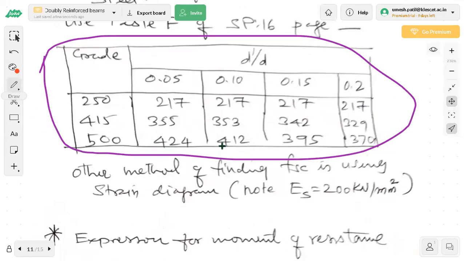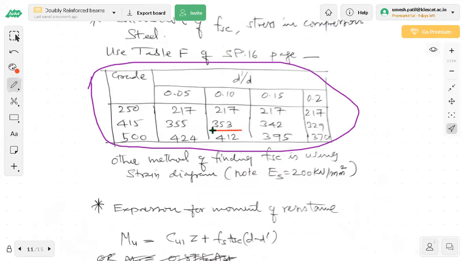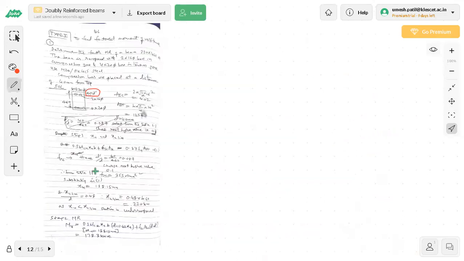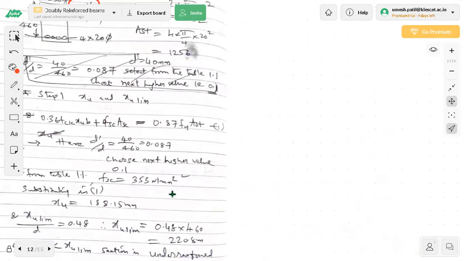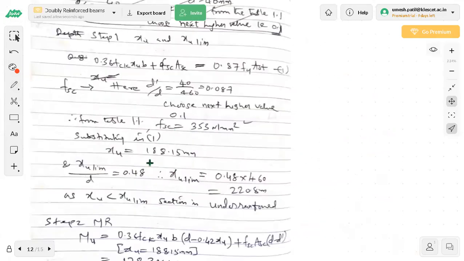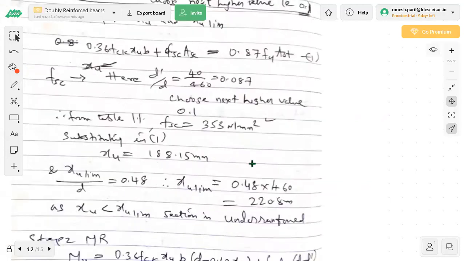The stress FSC is 353. This is how I am getting 353. How I got FSC is important here. 1 minute is left. So choose the next higher value, which is 0.1, corresponding to the table. I am getting FSC as 353, substituting in this equation. You substitute all; except XU, nothing will be unknown to you. FSC is 353 now. Everything else is known. Get the value of XU.